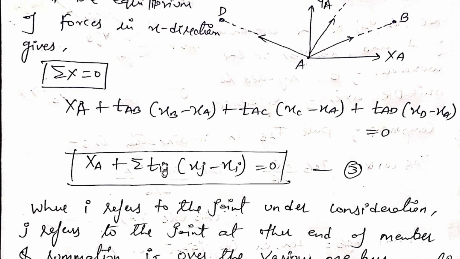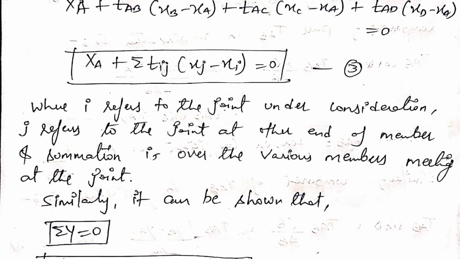If I particularly restrict this AB member, BC member, CD member to I and J. What is this I? I refers to the joint under consideration, and J is the joint which is at the other end of the member. Okay, so Tij (xj minus xi) is equal to 0. So this is our equation which will be utilized in your numerical portion.